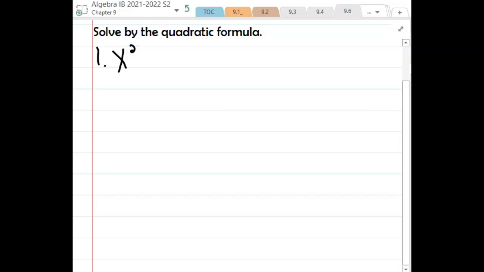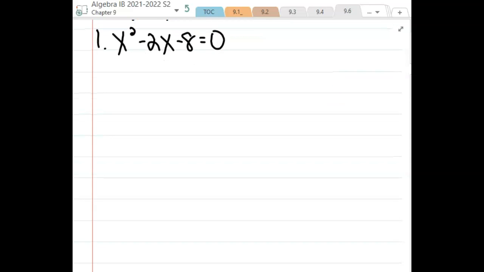Okay, first one, let's do x squared minus 2x minus 8 equals 0. Okay, so one thing that we want to do today is for every single homework problem, I would like you to copy down the quadratic formula. So, the quadratic formula, this is going to be like your best friend this week. Here's what the quadratic formula is.